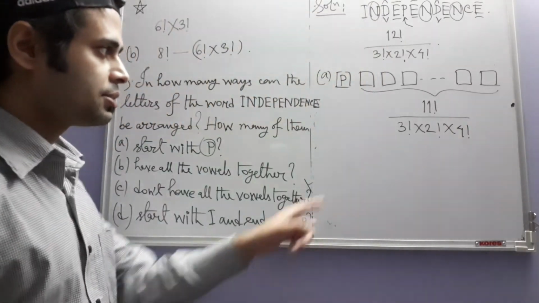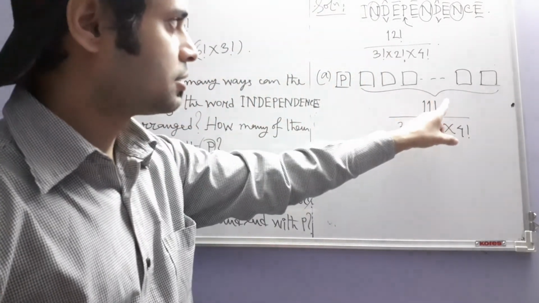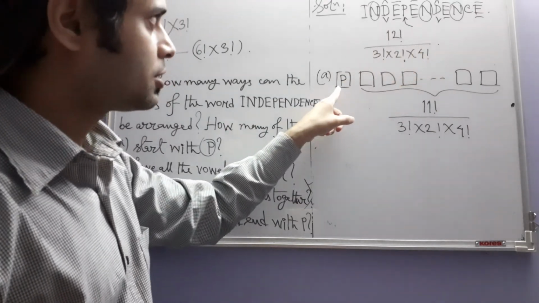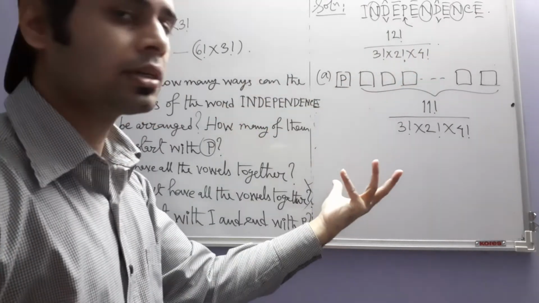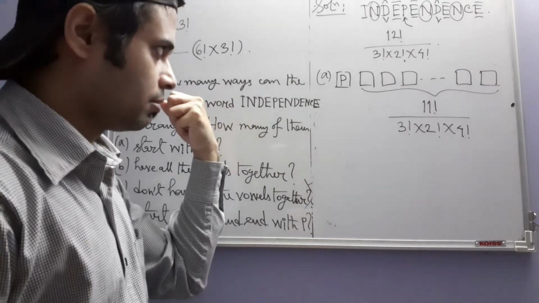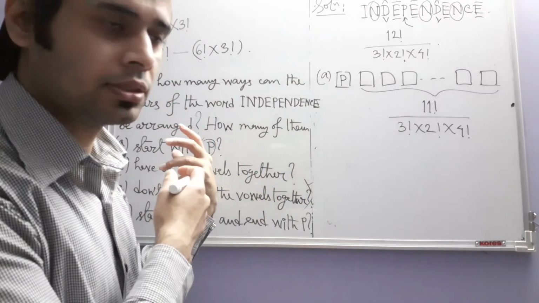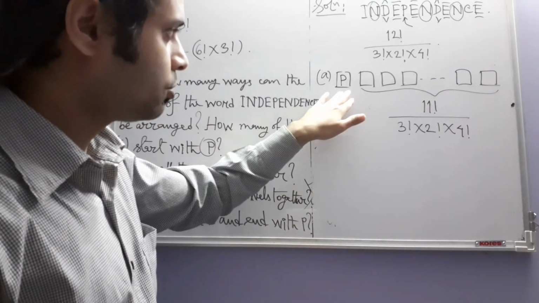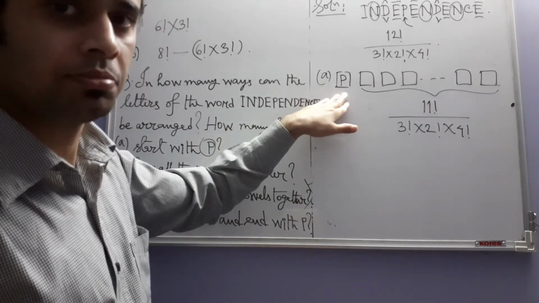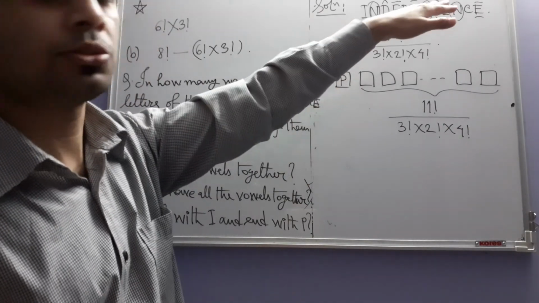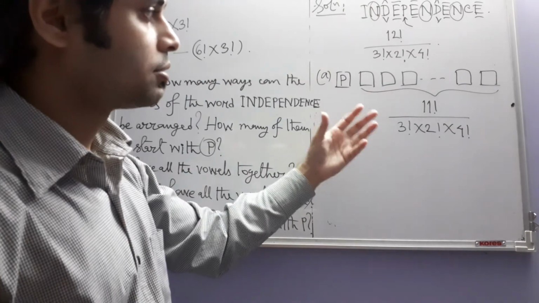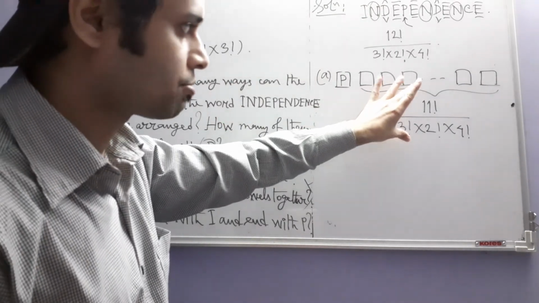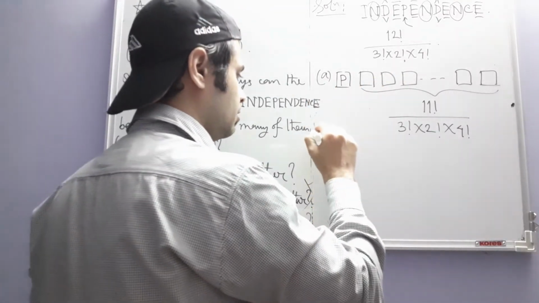You can see that this number is significantly smaller than the previous number. That's because adding a further restriction takes away many arrangements, namely those arrangements which do not start with P. There are so many arrangements that do not start with P, so they have been taken out and we are left with this many arrangements where P is the first letter.